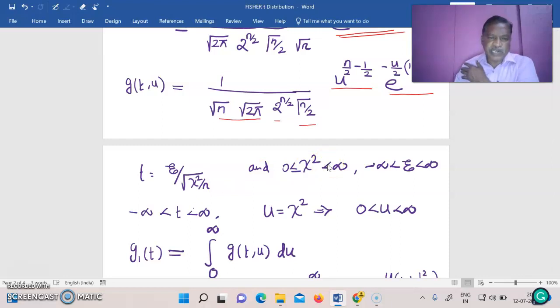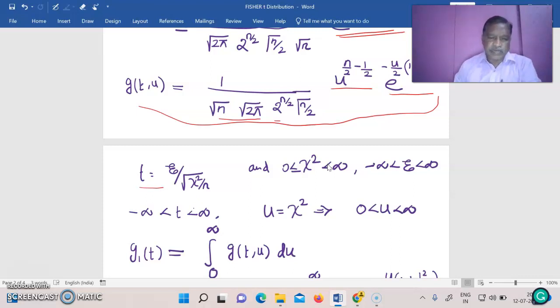the joint density function of t and u. If we want to find the probability density function of t, then we must integrate the joint probability density function of t and u with respect to u. So we need to find the range of t as well as the range of u.